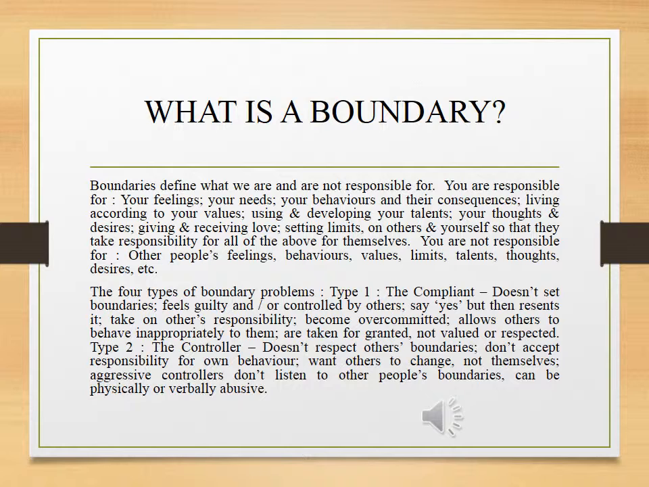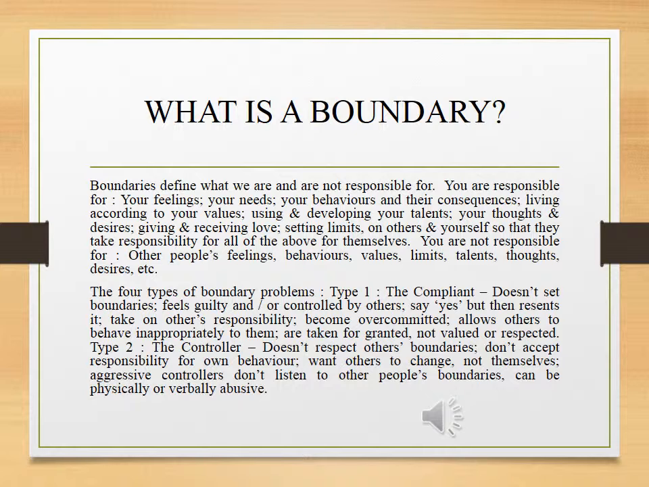The four types of boundary problems. Type one, the compliant. Doesn't set boundaries, feels guilty and or controlled by others, says yes but then resents it. Takes on others' responsibility, becomes overcommitted, allows others to behave inappropriately to them, is taken for granted, not valued or respected. Type two, the controller. Doesn't respect others' boundaries, doesn't accept responsibility for own behavior, wants others to change, not themselves.